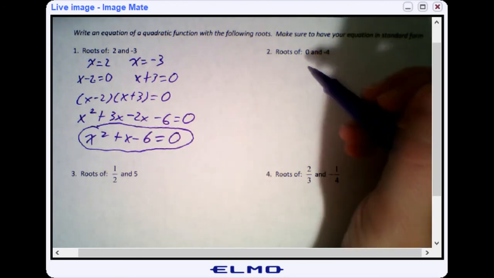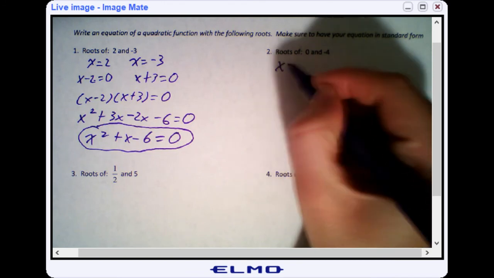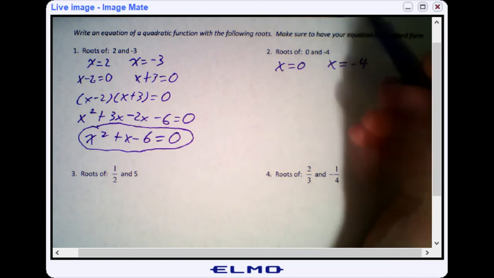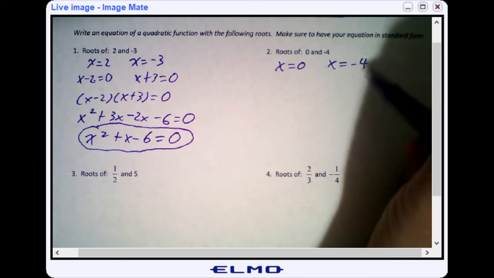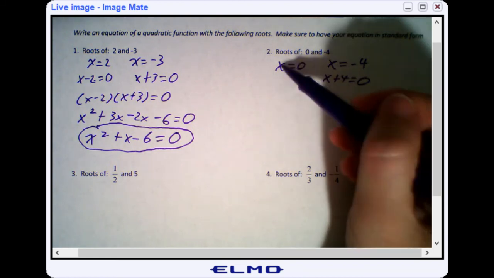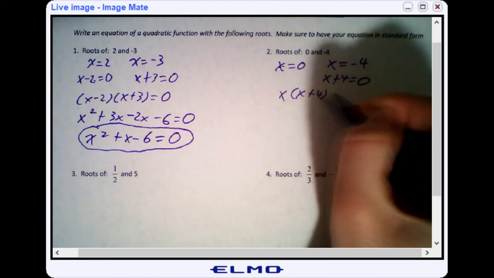Roots of 0 and negative 4. So again, we're going to go backwards. These are my answers. So I know x is 0. I know x is negative 4. Can't do anything with the 0. With the negative 4, I can add it over. So I'm going to do that. These are my factors. So I'm going to have x times x plus 4 equals 0.